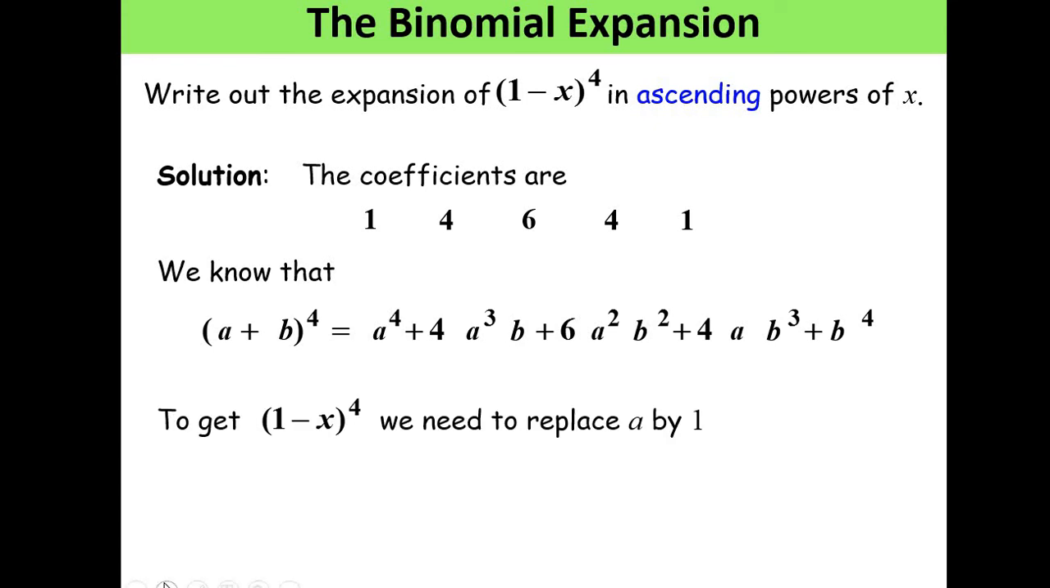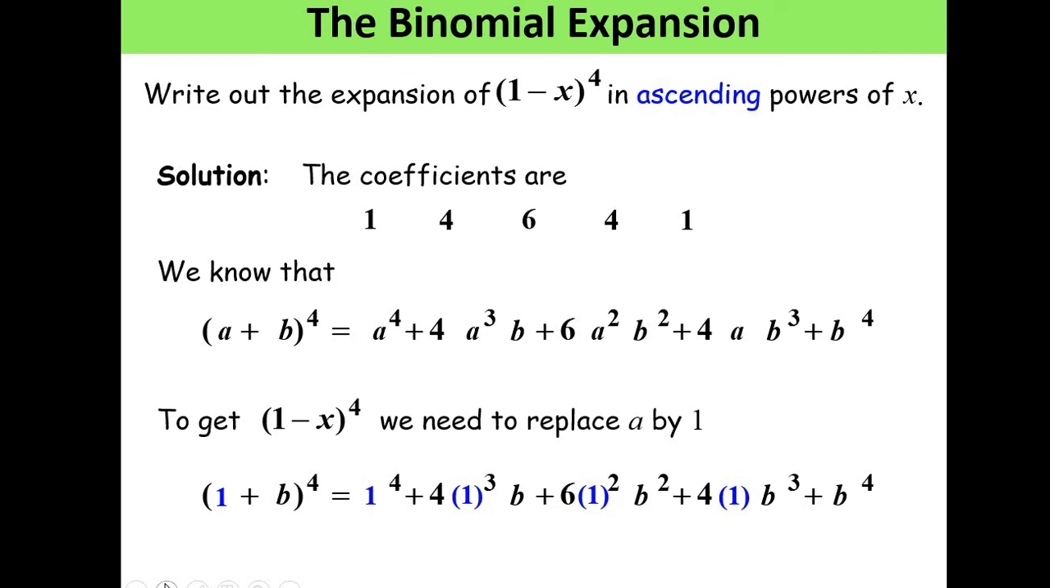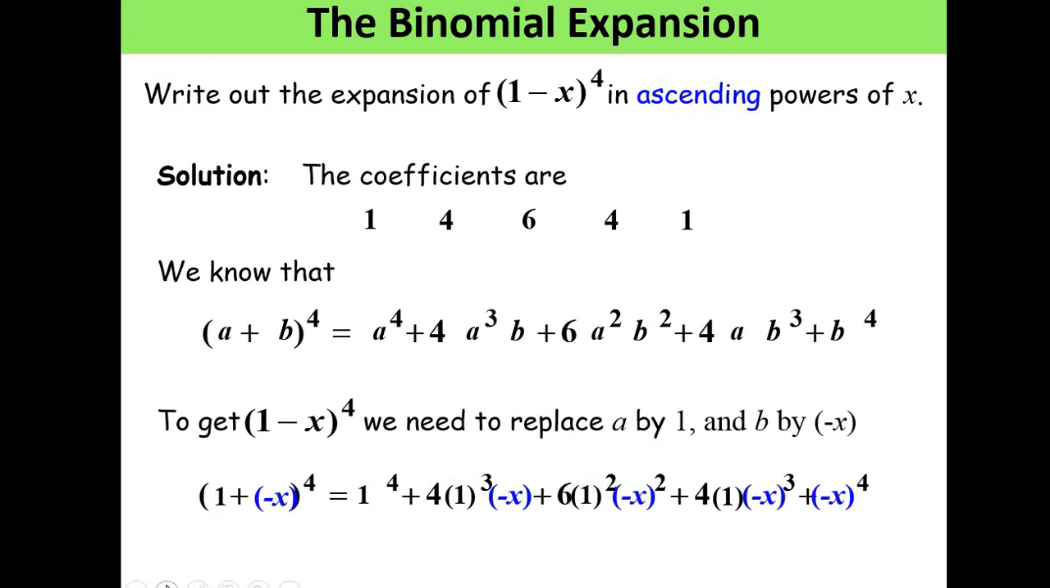Okay, so I think on this PowerPoint it does it separately. So we've replaced all the a's with a 1. Hopefully you can see that. And then we're going to replace the b with minus x. Notice we've got brackets around it because I want you to be spotting, for example, minus x all squared will actually be positive. Minus x to the power 4 will be positive. Whereas this term here will be negative, this term here will be negative.